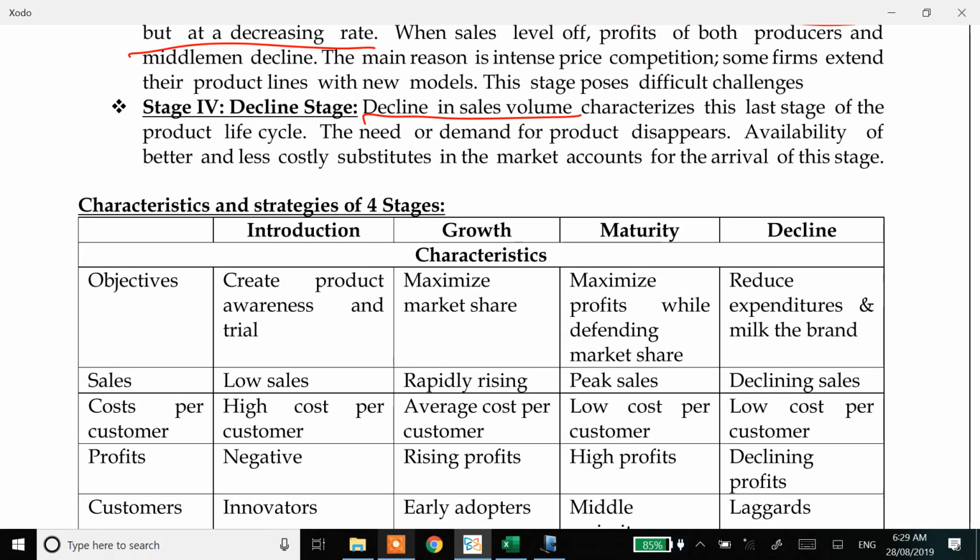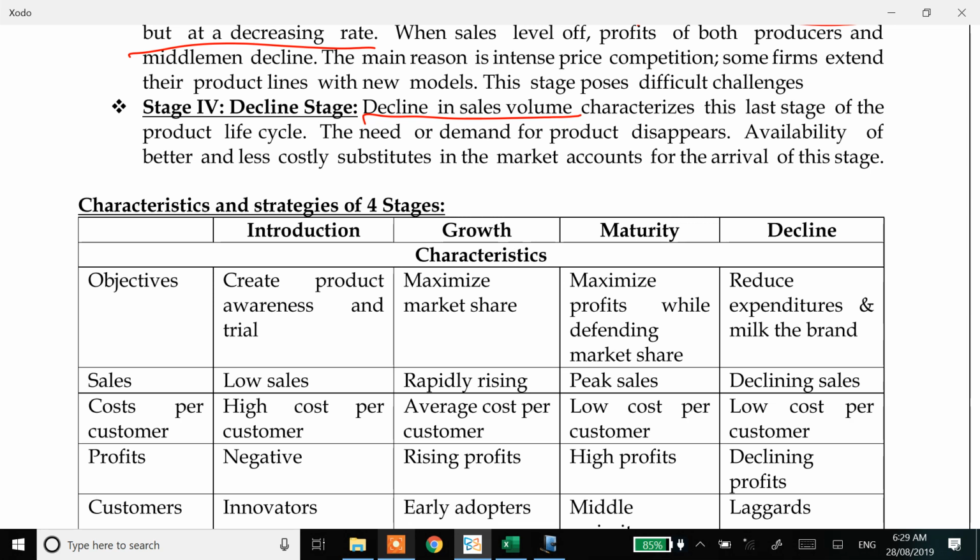Second area which gets asked as a case study, I can call it a case study in pricing decision or a case study in product life cycle. What is going to happen to the selling price in every stage? Will the selling price increase or decrease in every stage? I will discuss that in a case study.